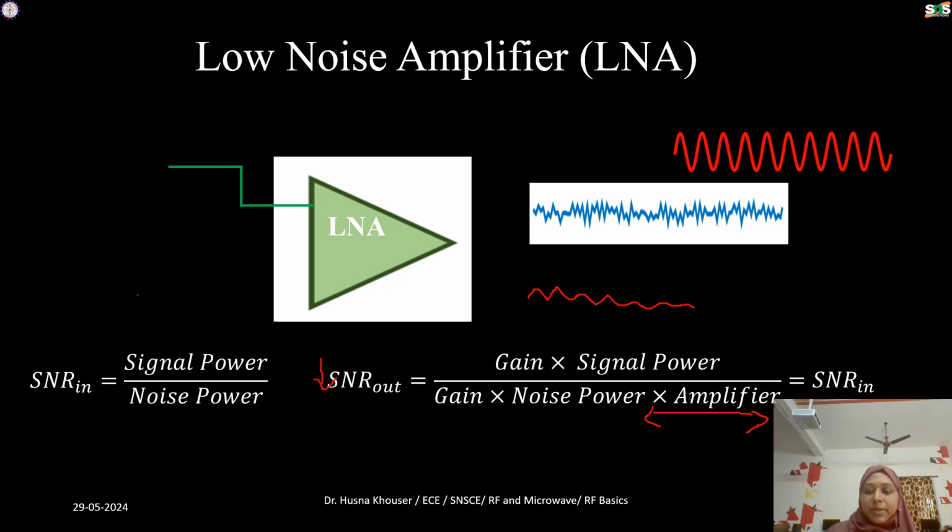So here our main purpose is to reduce the noise, so that we are able to separate the noise from the signal. The LNA's purpose is to reduce the noise relative to the signal, and that is done by using the amplifier. We are amplifying the signal, that is, we are increasing the power of the amplifier. Then after this, we have the minimum amount of noise in it.